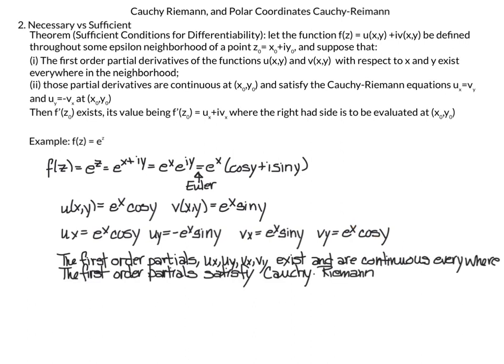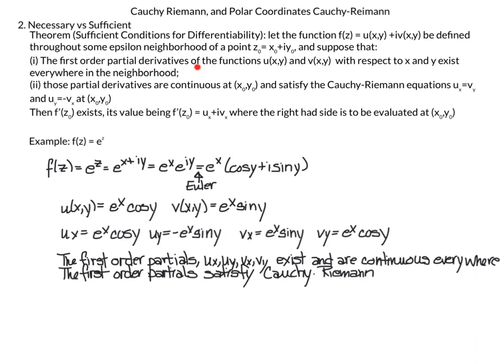So we can see now that our partial derivatives exist and they're continuous everywhere. The first order partial derivatives also satisfy the Cauchy-Riemann equations, because I can look at where my Cauchy-Riemann equations are. They're over here. u sub x is equal to v sub y, which is true. And then u sub y is equal to negative v sub x, and that's also true. So again, the three conditions are met.